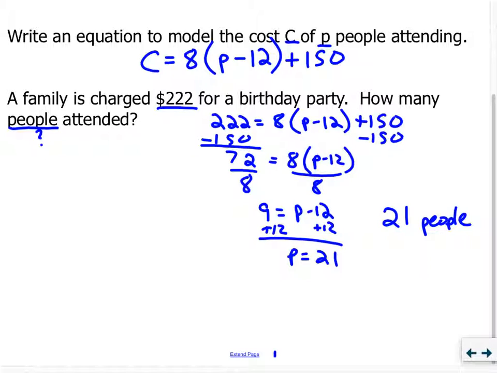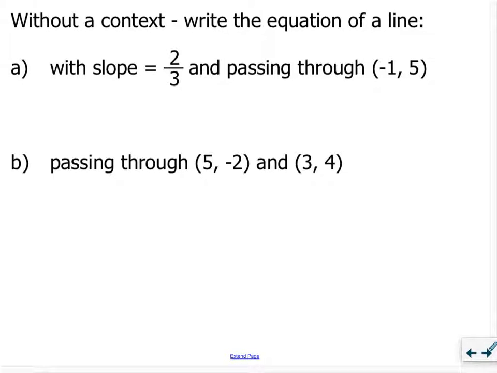Now, we don't necessarily need a context to write these equations. As a matter of fact, without a context, it's pretty simple to write and even to graph, and I'll show you that in a moment too. So I want to write the equation of a line so I can use my x's and y's then, with a slope of 2/3. So that's my m. Passing through the point -1, 5, that's h and k.